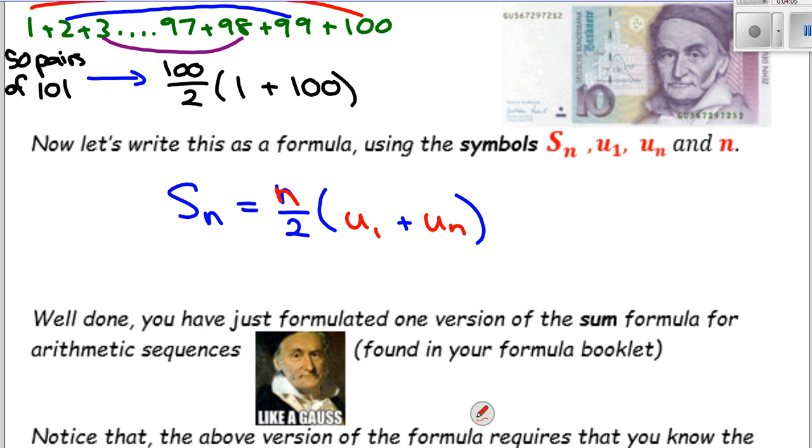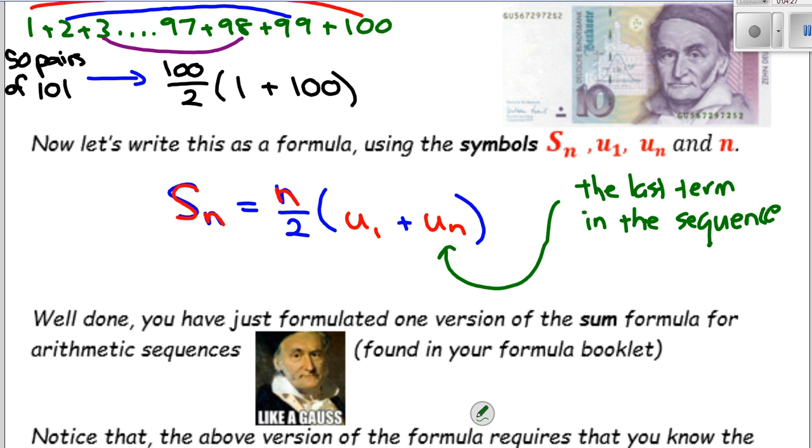So U of n is the last term of this sequence? Yeah, that might be worth writing in, actually. Good point. So in this case, we're referring to the U of n as being the last term in the sequence. That's what we mean by the U of n in this case.